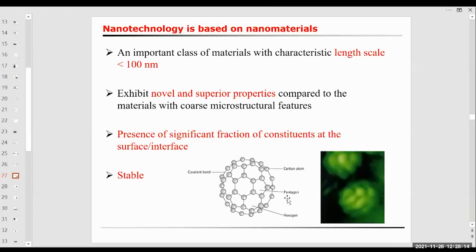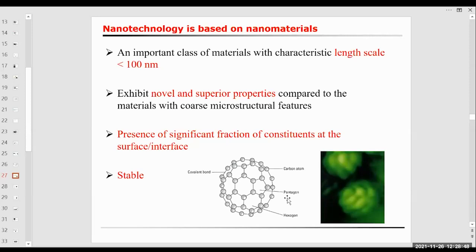The third important point, if you see, I put that in red color. All of the important points in the slide are put in red color. So, length scale less than 100 nanometers, and then novel and superior properties. The third and important point is the presence of significant fraction of constituents. Constituents can be atoms, molecules, ions, whatever, it doesn't matter. A significant fraction should be at the interface or at the surface.